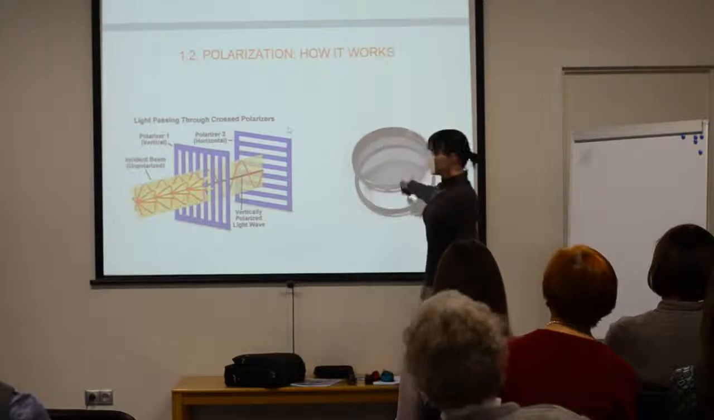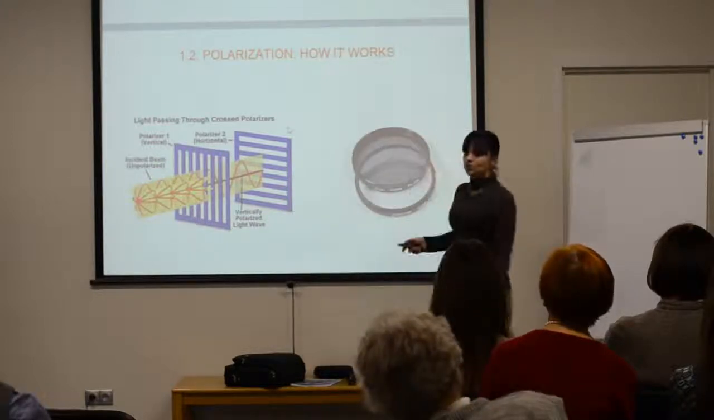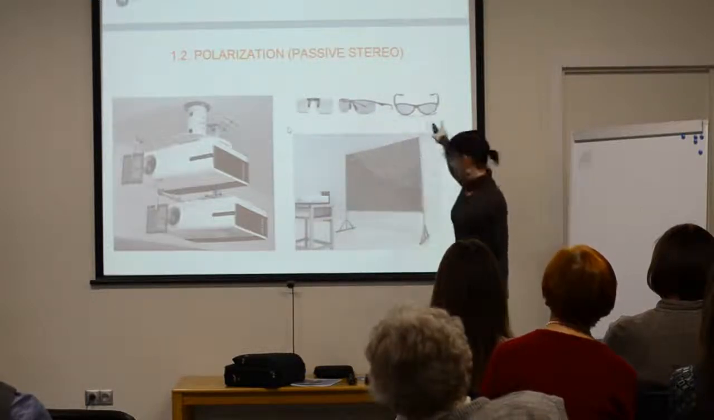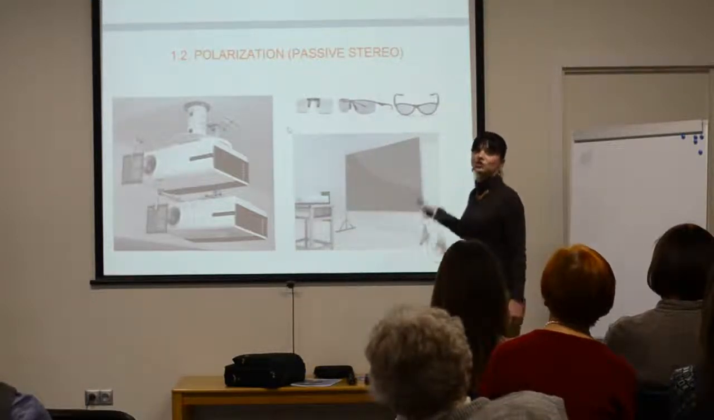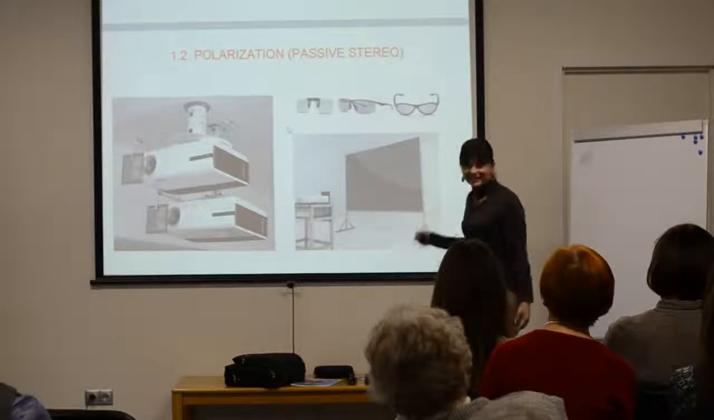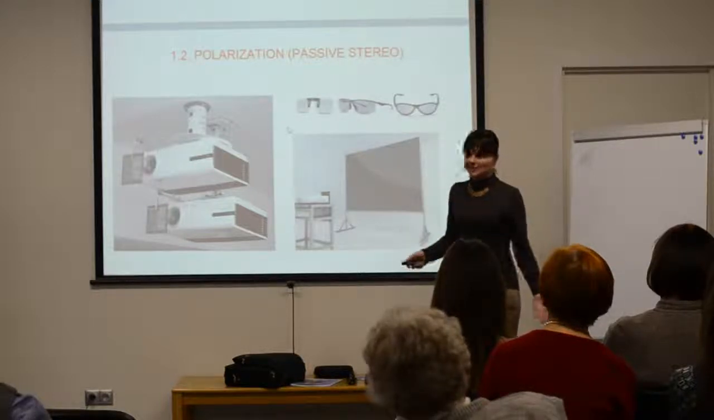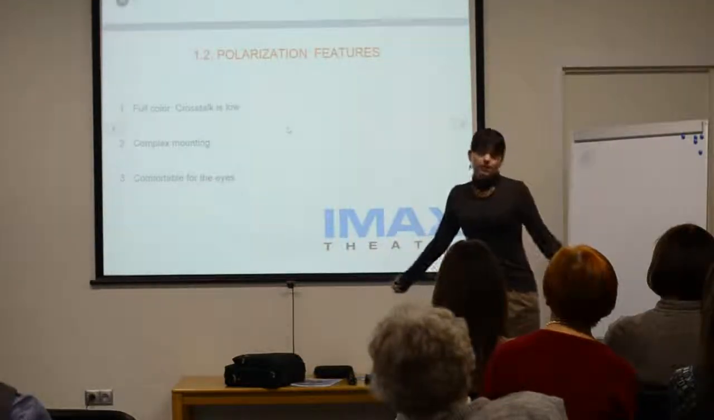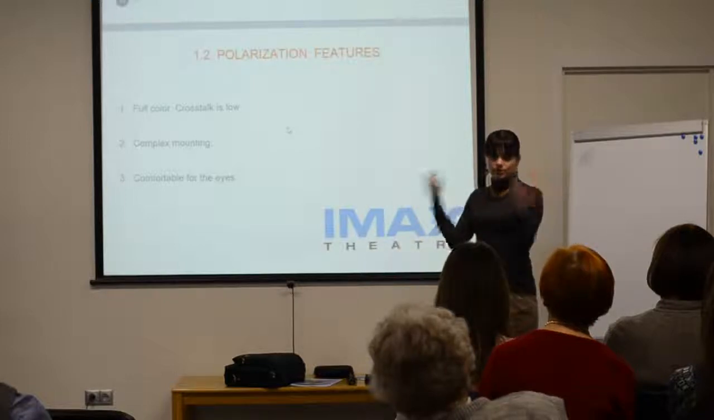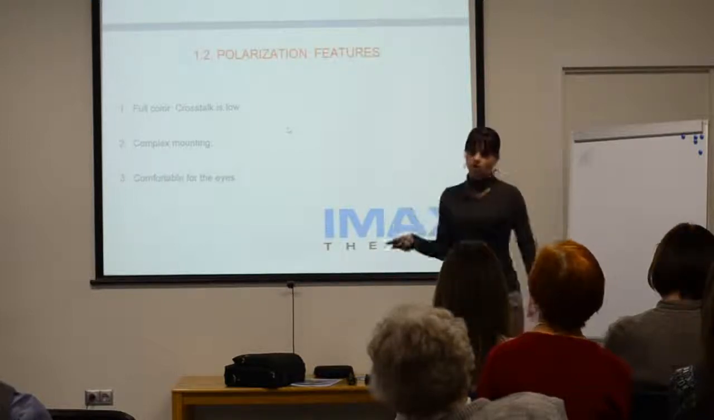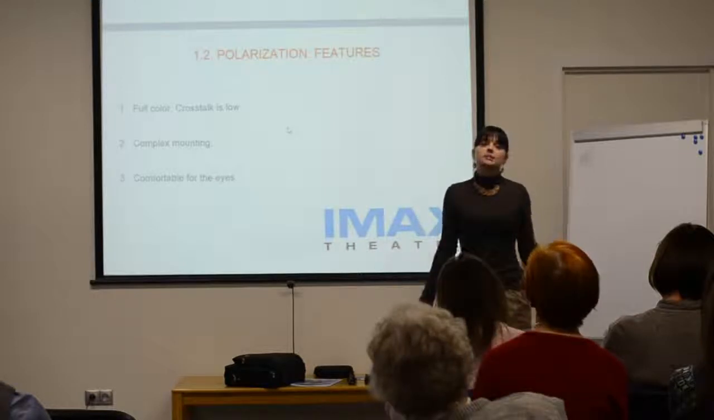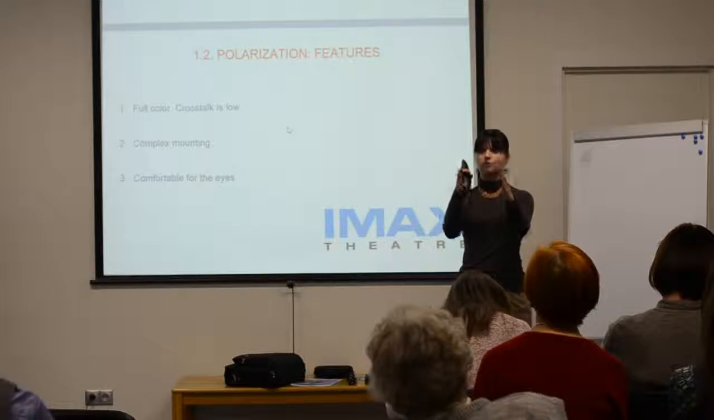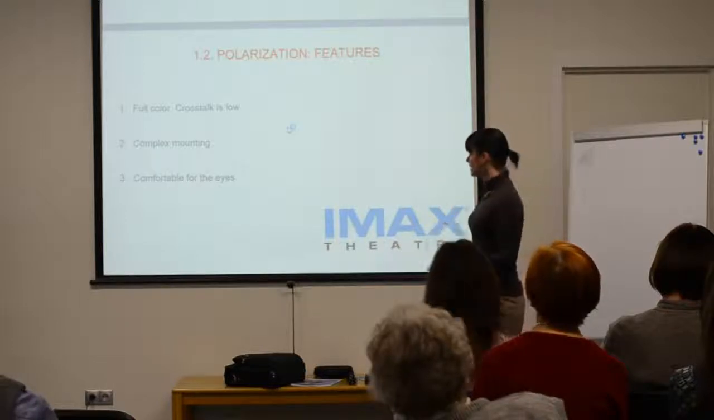And then you have special filters that you use both in projectors and in the glasses. And also you have to have a special screen with a silver lining. So this is not very expensive, but this is rather complicated. What is good about this? You get full color. The stereo, the 3D looks great. Crosstalk is quite low. But there is complex mounting because you have to align projectors so that they give a very accurate picture for both eyes, and that's quite complicated.